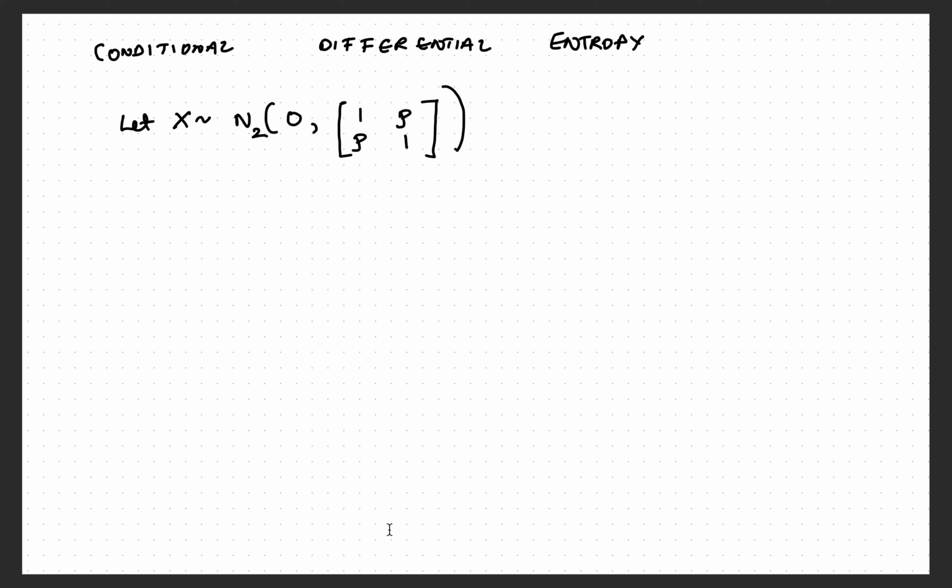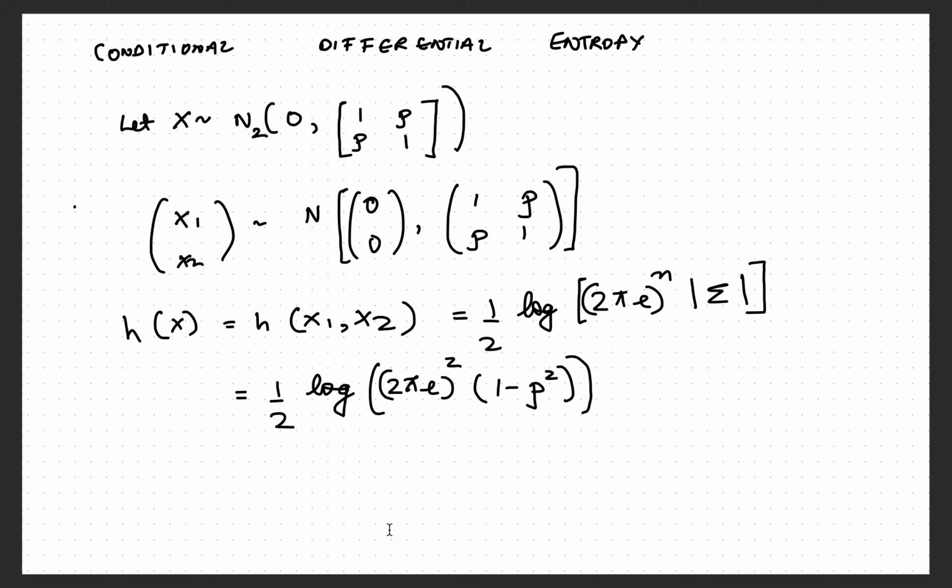Now, since this is a bivariate normal, we can also write this as x1 and x2 are normally distributed with a mean 0 0 and a covariance matrix, where you can also write x1 is normally distributed with mean 0 and variance 1, and so is x2 normally distributed with mean 0 and variance 1. This is just the marginalization property of Gaussians.